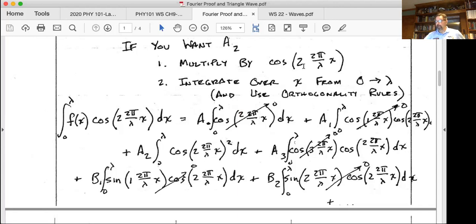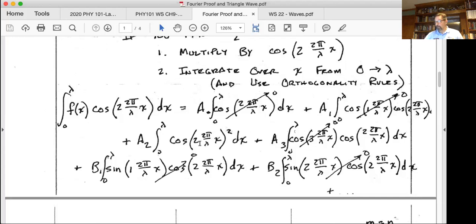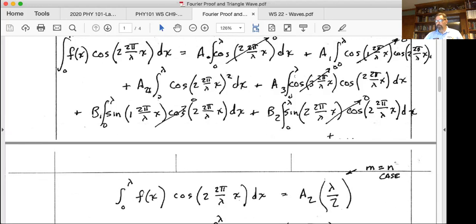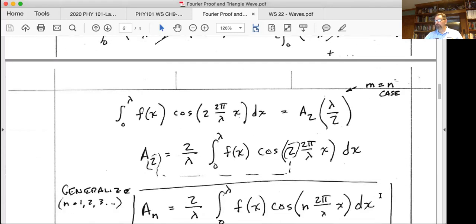So I multiplied by cosine of 2kx, and then I integrated and used orthogonality rules. And look what happens to the series. It collapses down to just one term. Kind of cool. It makes things quick. That's the trick that Fourier realized back in the 1800s. I'll just write the things that aren't 0. The thing that was on the left, I'm writing over again. And the one term that didn't go to 0 is A2, and I used the orthogonality case of m equal to n. It was just lambda over 2.